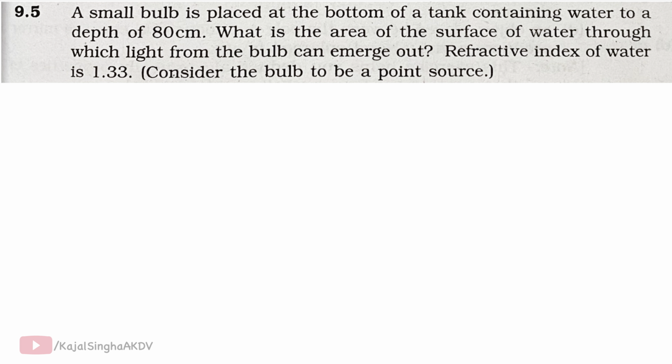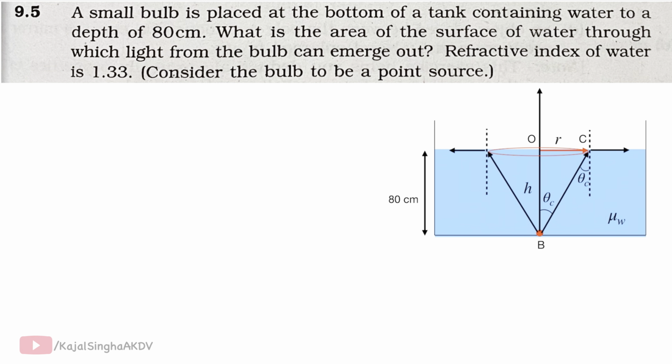A small bulb is placed at the bottom of a tank containing water to a depth of 80 centimeter. What is the area of the surface of water through which light from the bulb can emerge out? Refractive index of water is 1.33. Here we can see that B is the bulb which is at a depth h in water, and we have to find the radius r, that is OC, and therefore we have to find the area of this circle or circular portion through which light comes out from water to air.